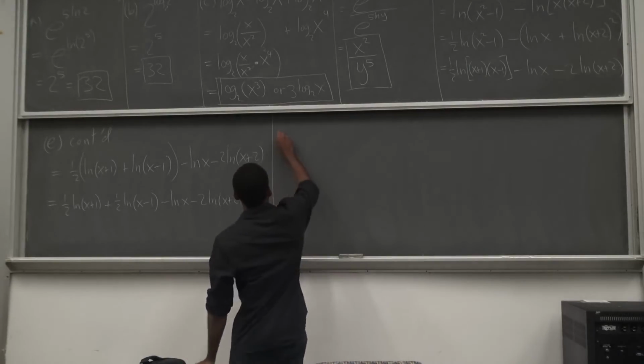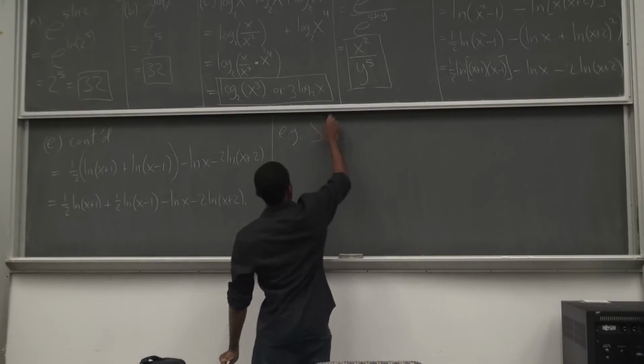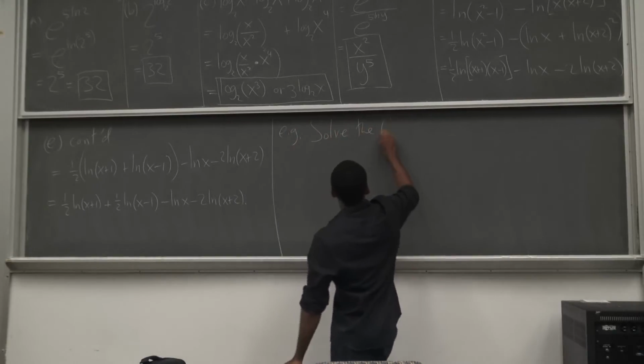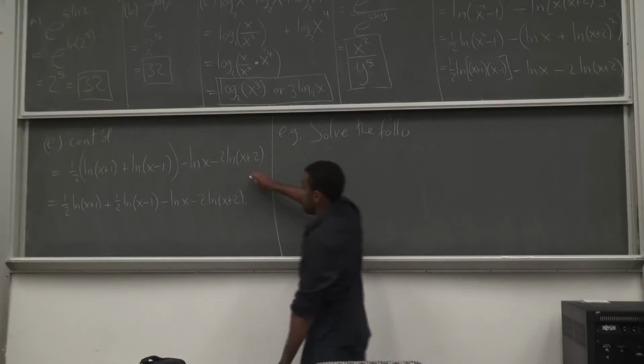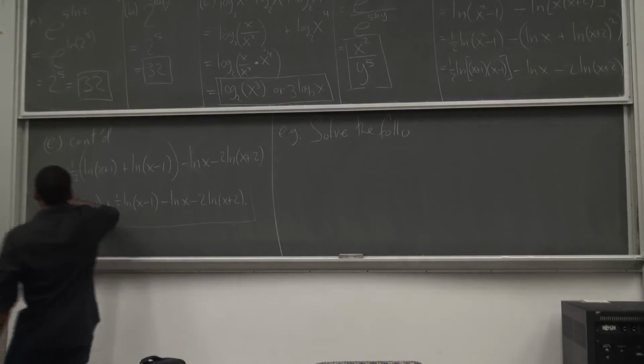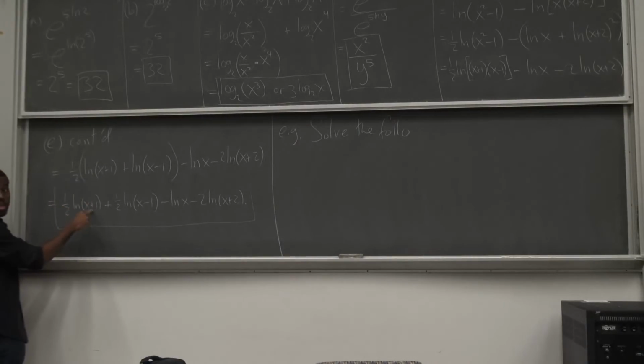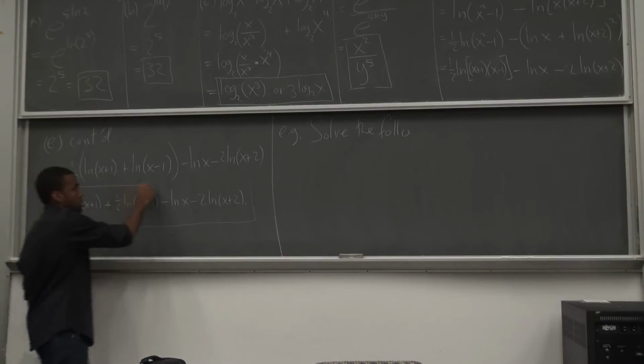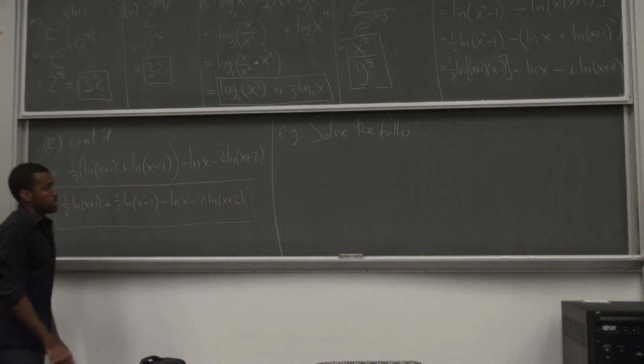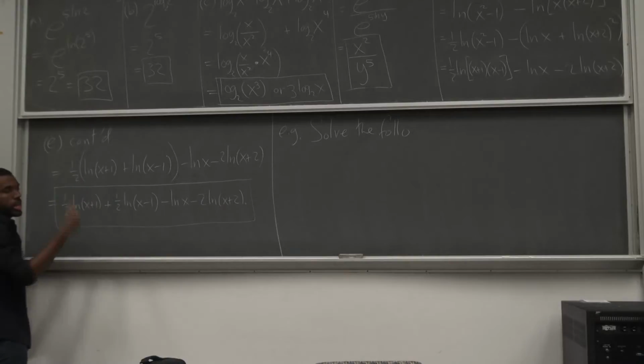Let's continue. Another example. Let's solve some equations. This means final answer. You can't expand anything anymore, because we don't have a rule for a log of something plus something. So if there's a sum inside of a log, you can't do anything.